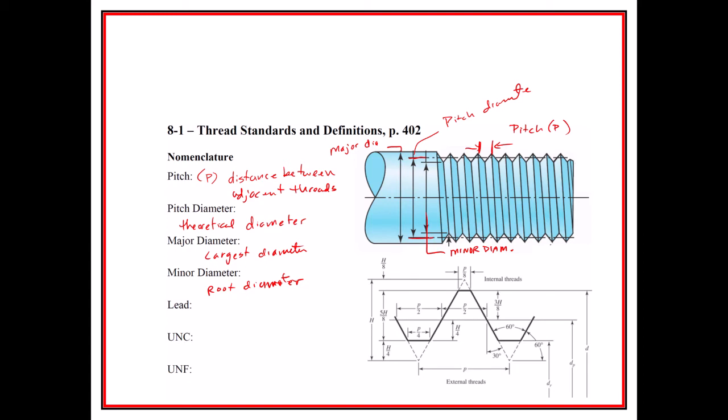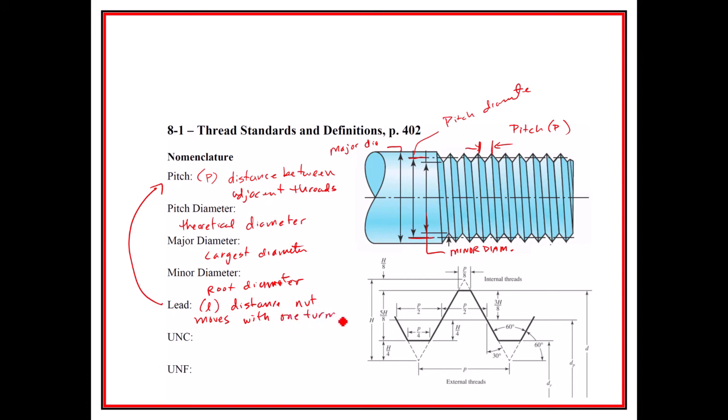And the lead, now this is a little weird. It's almost always the same thing as the pitch, but it could be different. So I have a couple of examples that I tried to put together for you so that you could see here. So the lead, which I believe they like to call lowercase l, is the distance a nut moves with one turn.